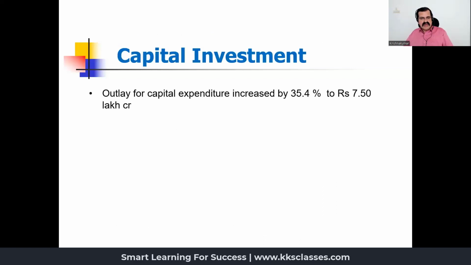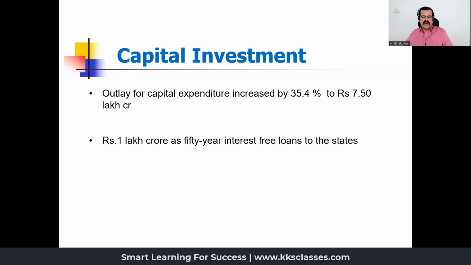Now, if you look at capital investment, the outlay for capital expenditure has been increased by 35.4% to 7.5 lakh crores, and that's very good news. 1 lakh crores will be provided by the central government to the various state governments as an interest-free loan which can be repaid over 50 years. So the focus is on asset building through capital expenditure, which is a very good thing.